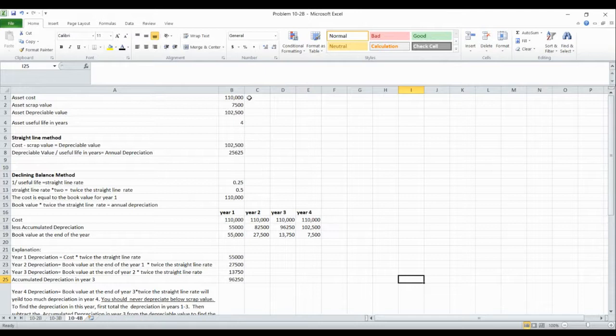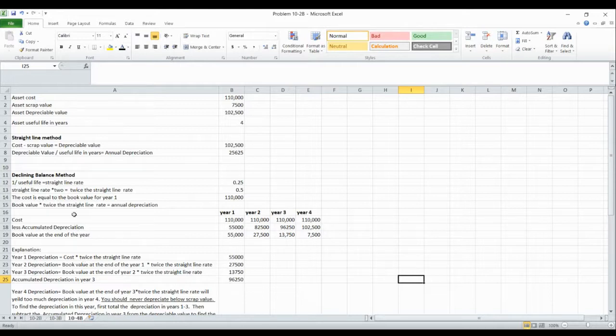What you need to know is the asset's cost. The asset's cost is $110,000. And in year one, when we calculate the depreciation, which is on line 22 of this spreadsheet, we'll take the cost and we'll multiply that by twice the straight line rate.